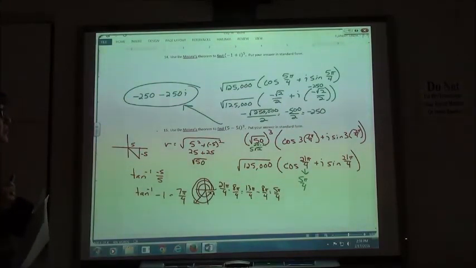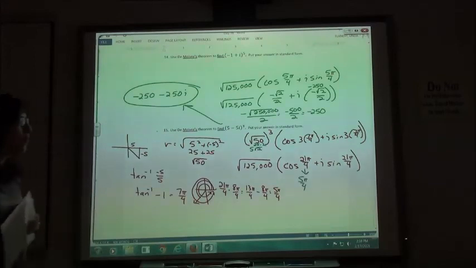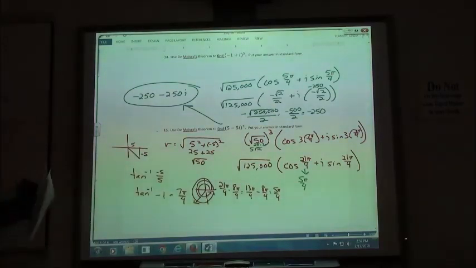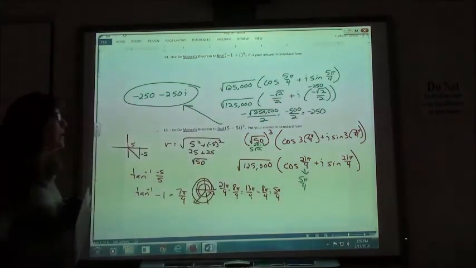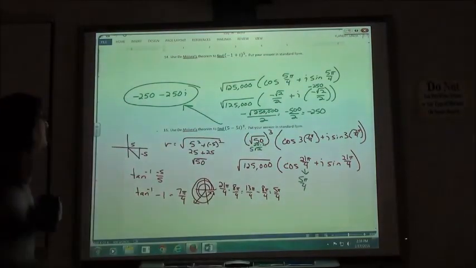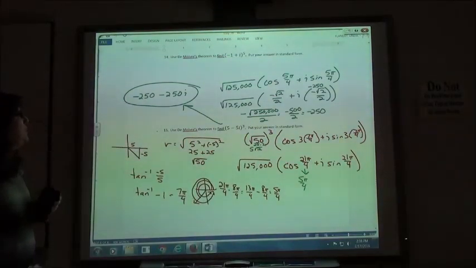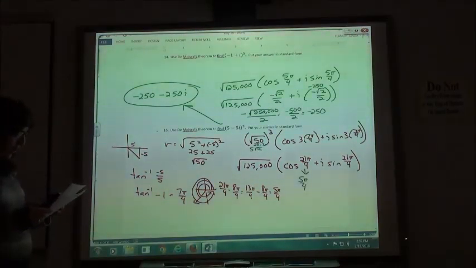But if you need to, or if it's not working out okay, you might try simplifying that before you cube it or do whatever you're going to do to it. Otherwise, at the end, you're probably going to have to simplify it, and it might not come out as nice as it did on this one, where it was a perfect square. So, negative 250 minus 250i is what we ended up with.